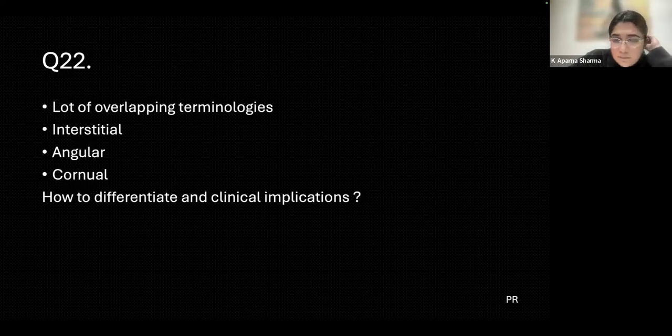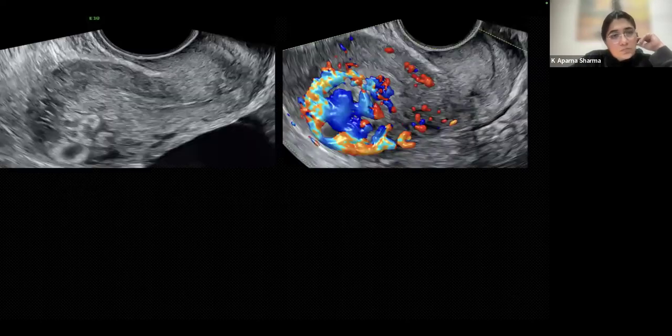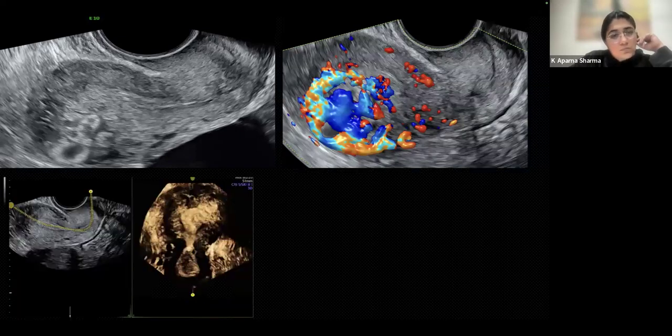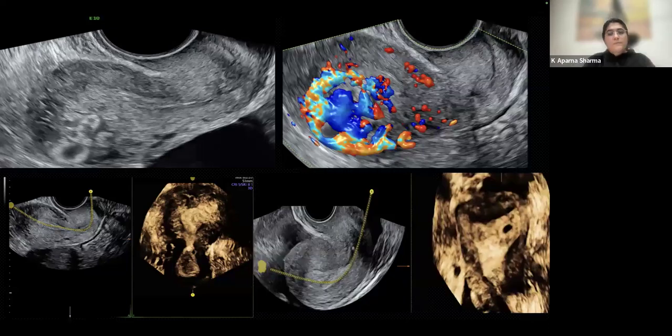Yes, ma'am. So interstitial, angular and cornual pregnancies, these terms are to be avoided nowadays. Everything is either intrauterine or extrauterine, but ectopic can be both. It can be intrauterine. Previously, it was said that any sac lying outside the uterine cavity is known as an ectopic pregnancy, but they did not consider the cesarean scar ectopics, cervical ectopics or interstitial ones.